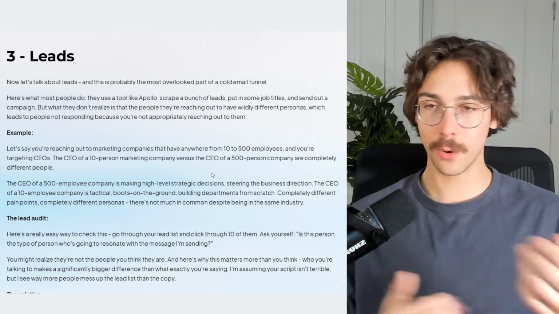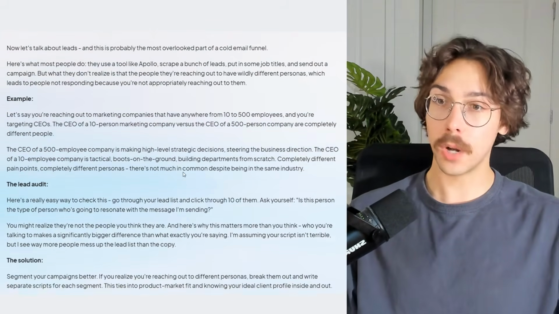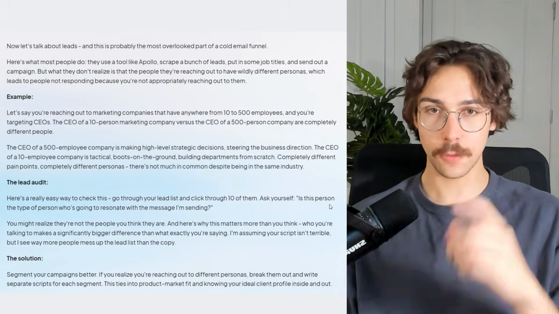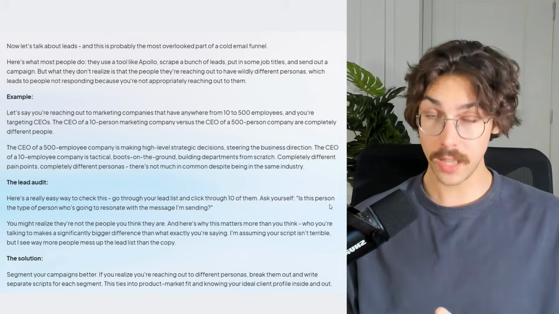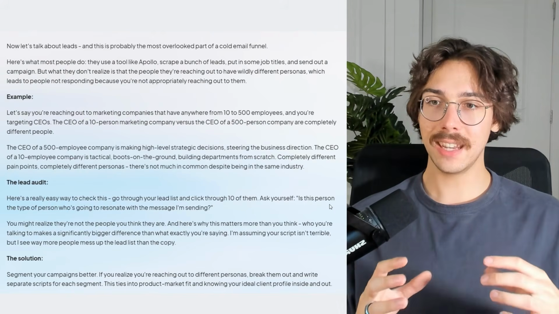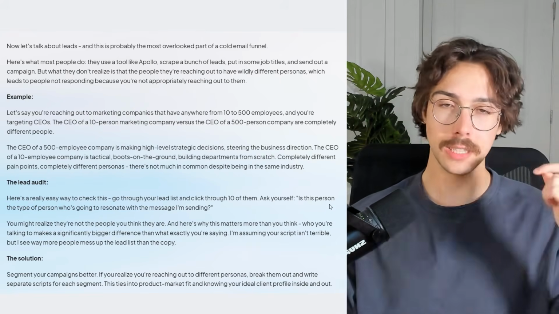When you're in Apollo or a tool like this, you might not look at it that way, but the reality is that there's probably not as much in common as you'd think. So one really easy way to check if you're doing this right now, or to prevent yourself from doing this, is whenever you scrape your leads, click through 10 of them and then ask yourself if this specific person would respond to the email you're sending.